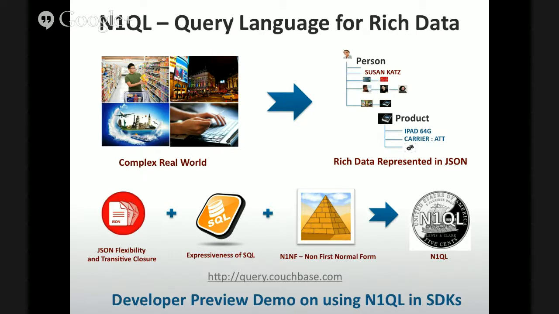This needs a rich data representation, which is represented in JSON. So what Nickel provides here is the ability to do JSON flexibility. It allows you to act on JSON documents and provides transitive closure. It gives you the expressiveness of SQL, and is also based on the non-first normal form. And for more information, you can check out query.couchbase.com.